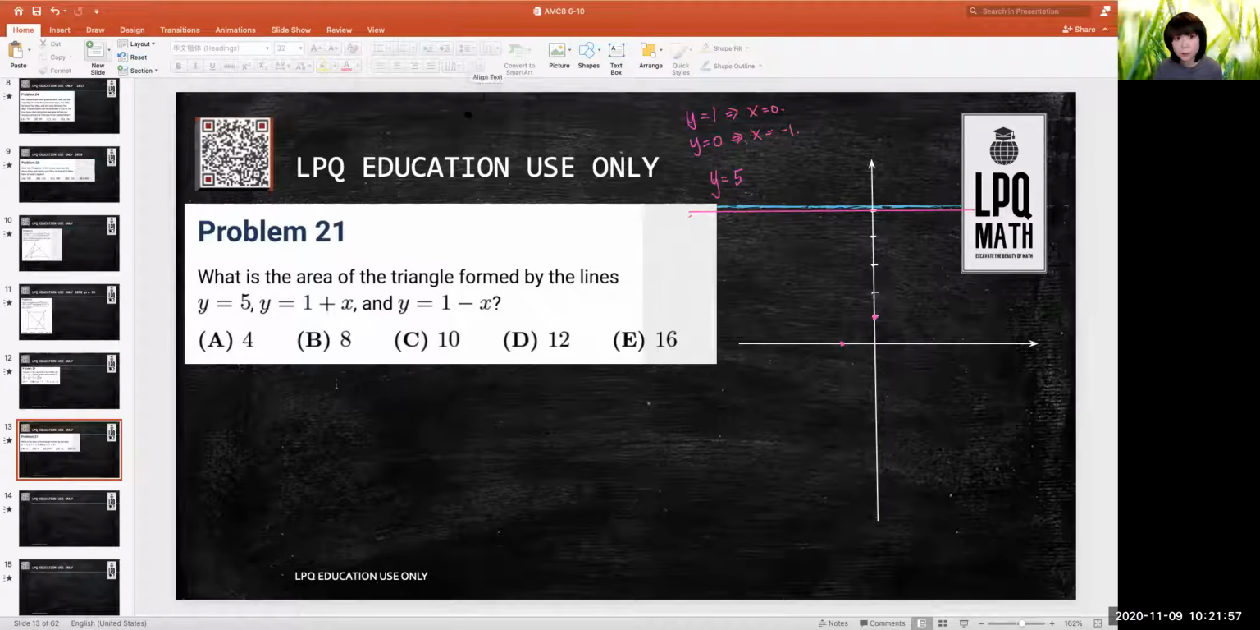Now I'm going to form another orange line that goes through these two dots. I'm using a straight line to make it easier. Now I'm going to lengthen the pink one because they're not touching each other. Next, y equals 1 minus x. When y equals 0, x equals 1, and when y equals 1, x equals 0.